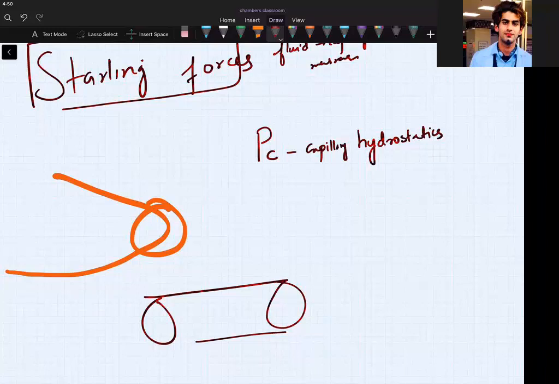Now you tell me, if I have more blood here due to any cause, that is increasing the pressure in the capillary. That means it will be pushing the walls also.